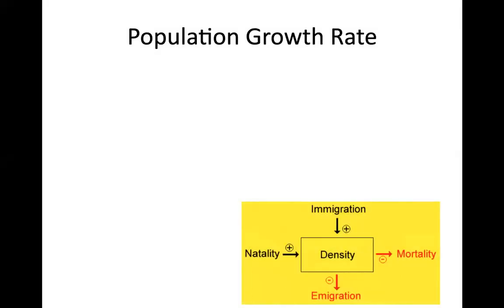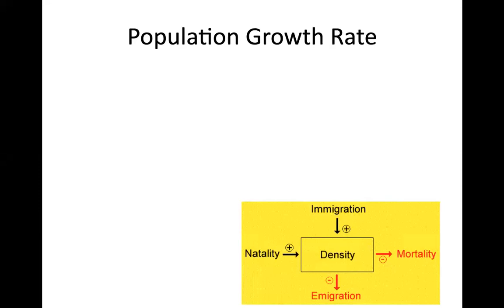Okay, so last week I talked about the characteristics of populations, the properties of populations. I talked about population size, density, and something else I forget. Today's topic is going to be how populations grow.